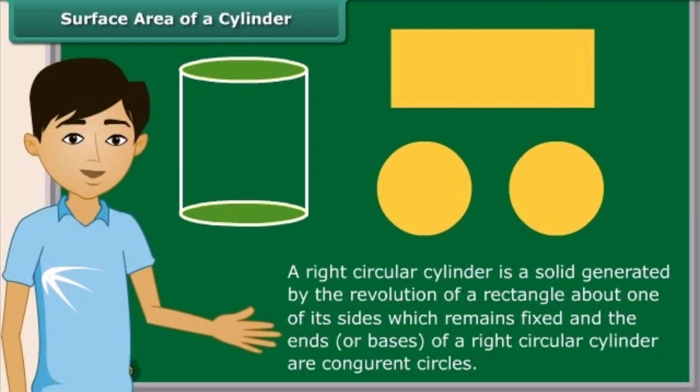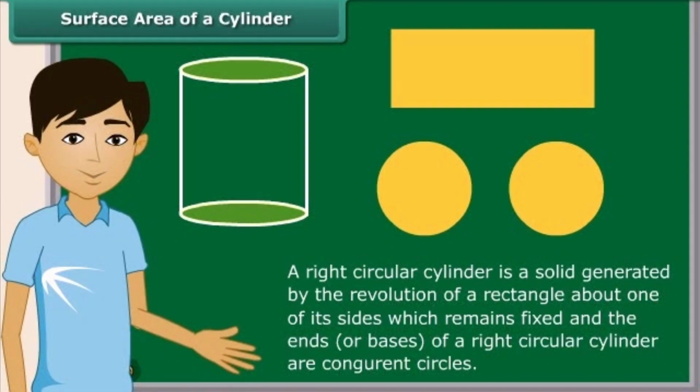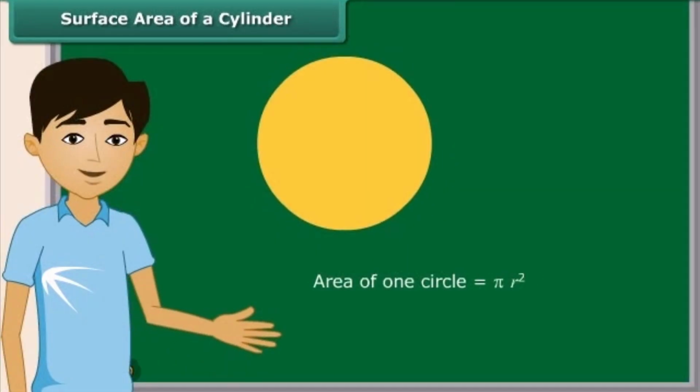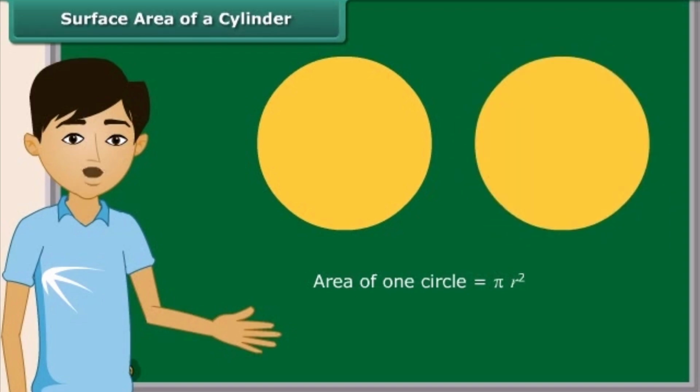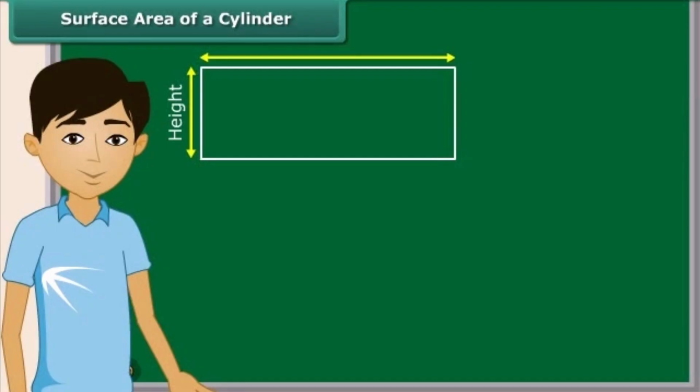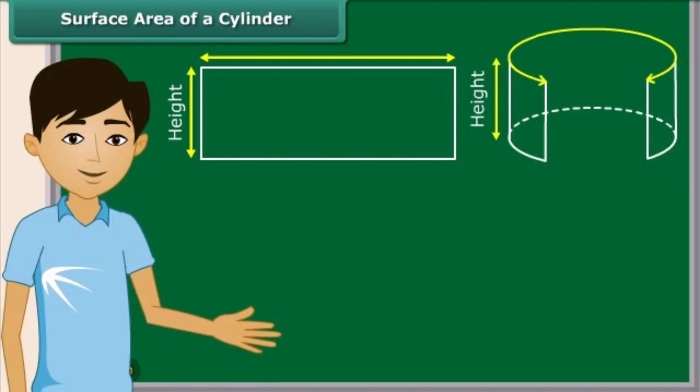Well, to find the total surface area of a cylinder, we must calculate the area of the two bases and the rectangle. The area of one circle is pi r square. So, for two circles, you get 2 pi r square. Let us take a closer look at our rectangle. As this rectangle is being folded, this side becomes the perimeter of the resulting circles.